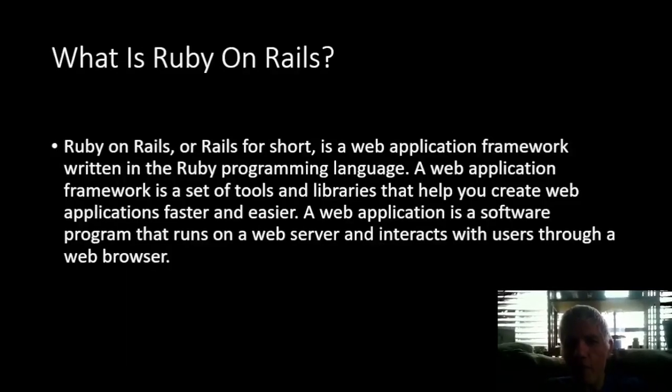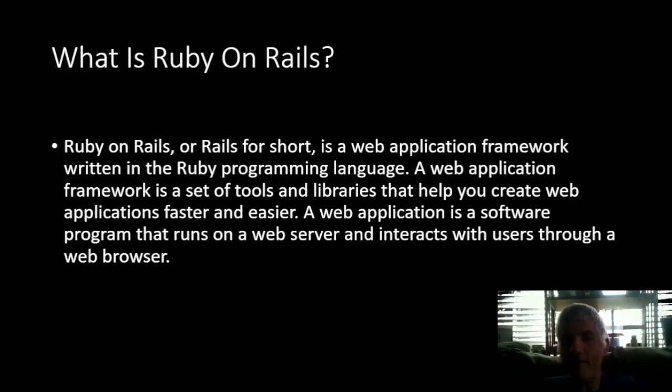In case you don't already know what Ruby on Rails is, it's a web application framework written in Ruby. An application framework is a set of tools and libraries that help you create applications faster, and a web application is a software program that runs on a web server.